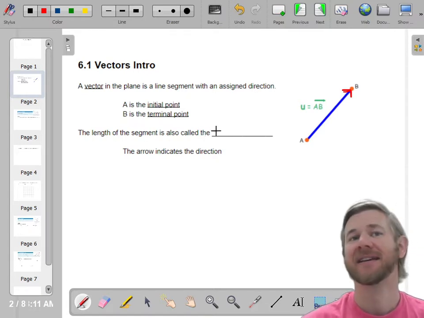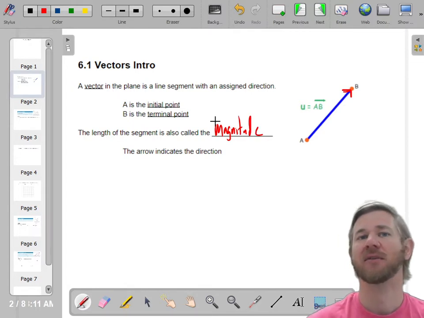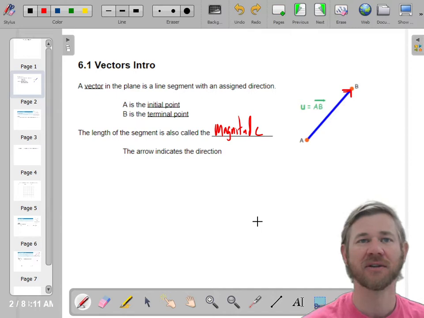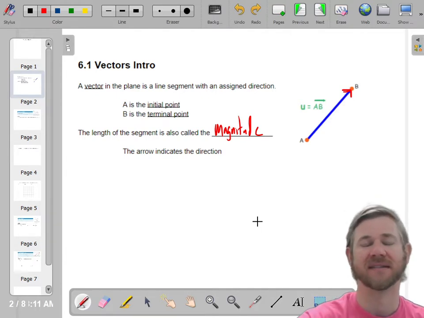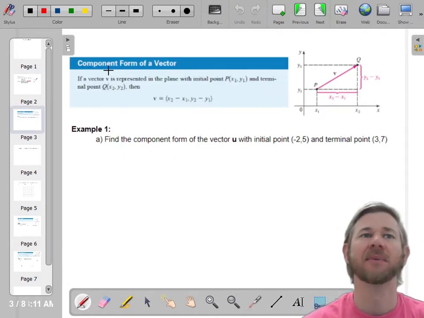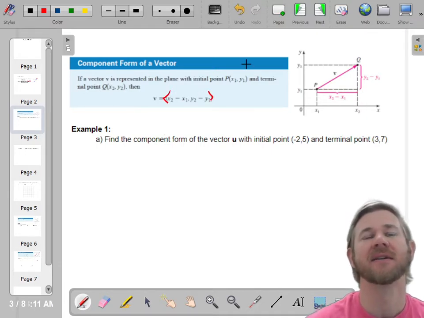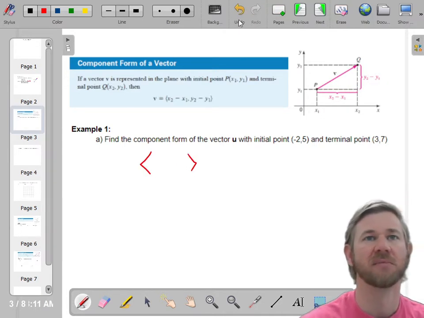The length is called the magnitude. A vector has both magnitude and direction. You'll probably remember that. Magnitude and direction. Magnitude is the length of the vector, and direction is which way it's facing, which we'll talk about the angles shortly. Most commonly, we use component form to describe vectors. These are less than and greater than signs. They are not parentheses. They look like less than and greater than signs when you write component form.